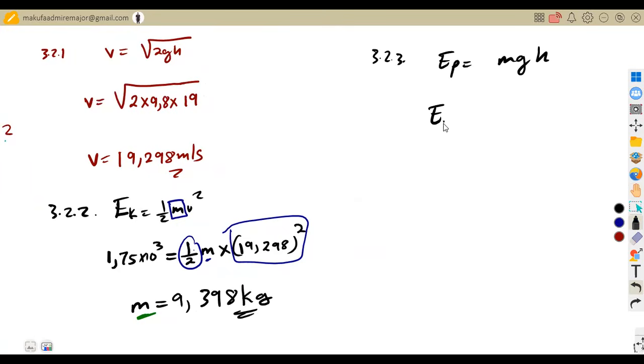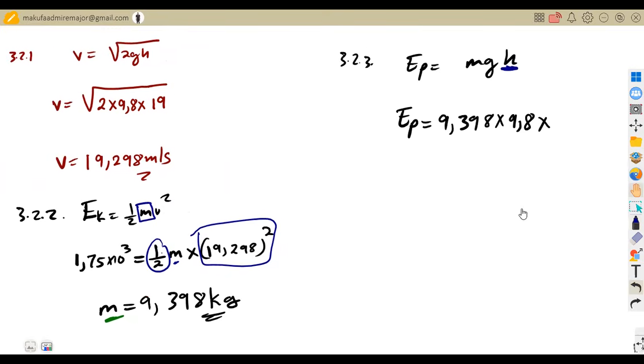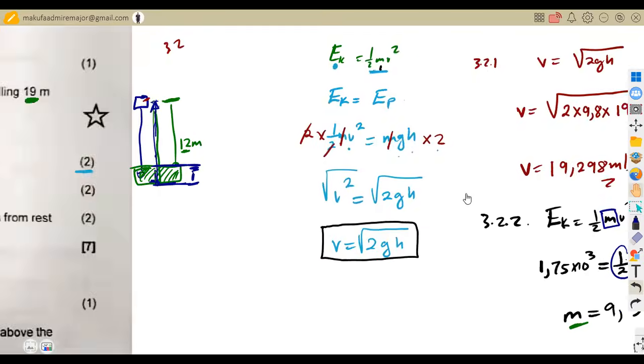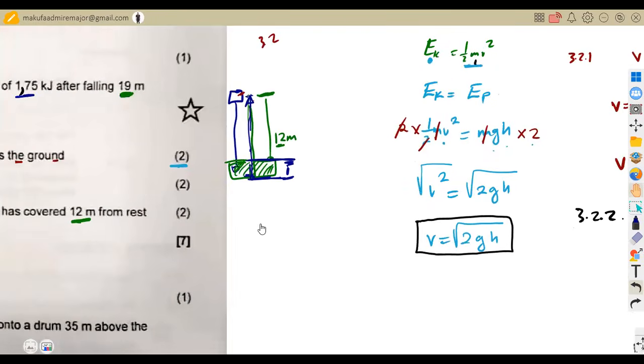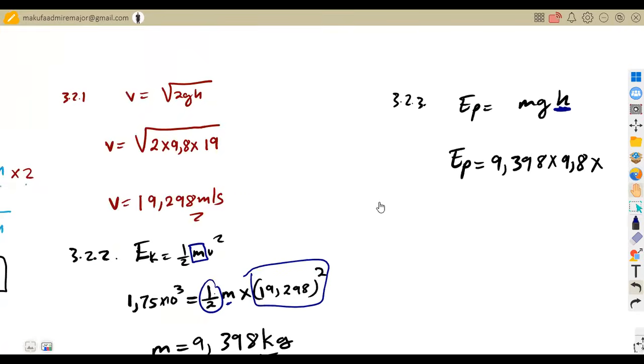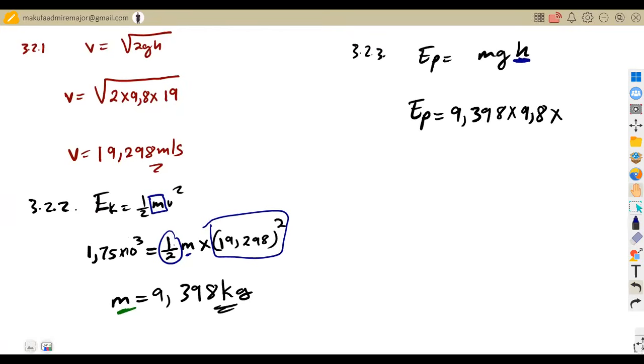Remember, our potential energy is given as mgh. So this time we have our mass, which is 9,398 times the gravitational acceleration of 9,8 times. But on the h now, we are going to subtract the difference. So remember, our actual height is supposed to be what? 19. But now we have covered 12 meters. So it's going to be 19 minus 12 in this case, all right? So this is just going to be 19 minus 12.